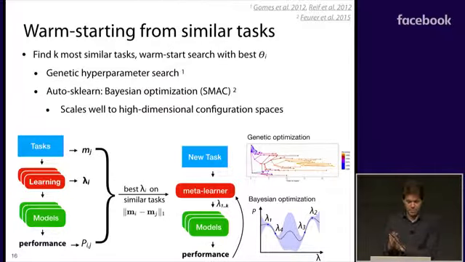You can also do this for Bayesian optimization. So here you initialize your Bayesian optimization using a number of configurations that worked well on similar tasks. Frank already explained that this gives you a significant boost in performance. And it's something that's always generally useful, right? You learn which tasks are similar, you transfer information from those similar tasks to a new task.